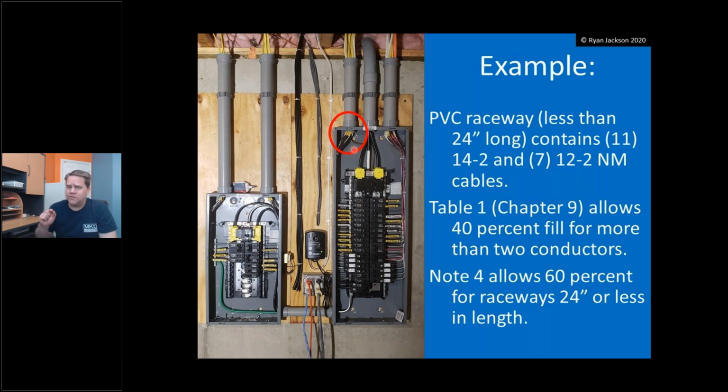Now, the fact that it's less than 24 is really important because with a 24-inch raceway, I can go up to 60% cable fill, and we're going to really rely on that 60% allowance. So in this raceway, we've got 11 14-2 cables, and we've got 7 12-2 NM cables. Table 1, Chapter 9 allows for up to 40% when we have more than 2 conductors, but Note 4 allows us to go up to 60% if the raceway is 24 inches in length or less, and this one is.